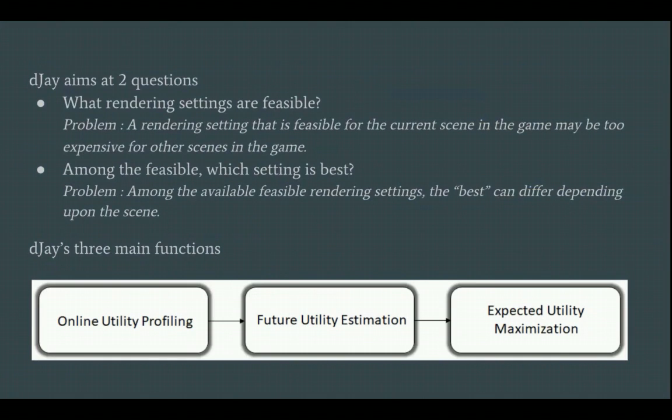But the problem here is, a rendering setting that is feasible for one scene might be too expensive for the other. And the second problem is, when we term one rendering setting as the best, it might not be the best for the next scene. So these are the two questions that DJ aims to answer. Finally, we're going to be talking about the three main functions in the DJ architecture. The first one is utility profiling. Next is utility estimation, and finally, we're going to be talking about utility maximization.